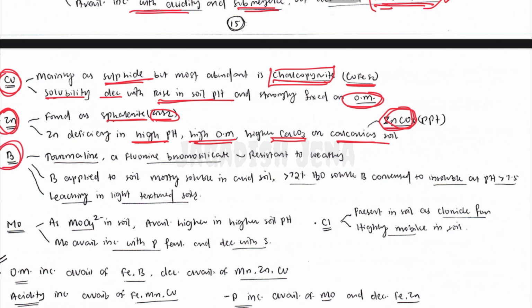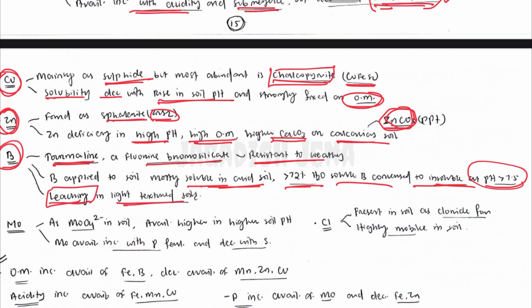Then what about boron? Boron is present in soil minerals like tourmaline, which is a fluoro borosilicate, and it is very resistant to weathering. Boron applied to soil is mostly soluble in acid soil. More than 72% of water soluble boron is converted to insoluble form at pH more than 7.5. So when we go beyond pH 7.5, it precipitates and converts into insoluble form. Boron leaching is a problem and it is high in light texture soil.